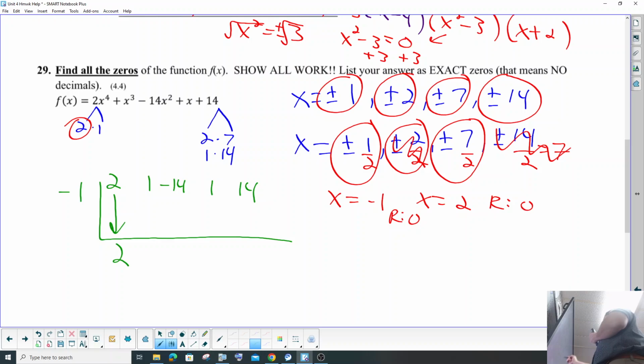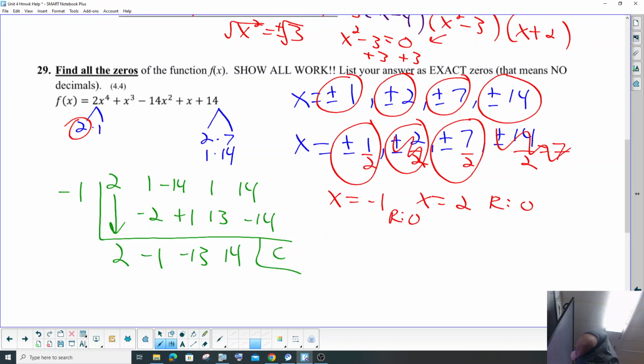Use these numbers from the corresponding polynomial, and then you take the factor and you multiply, combine it, multiply, combine it, multiply, combine it. So -1 times 2 is -2. -2 plus the 1 is -1. -1 times -1 is +1. And then add those together, or combine them basically, you get -13. -1 times -13 is +13. 13 plus 1 is 14. And -1 times 14 is -14. We got a remainder of 0.